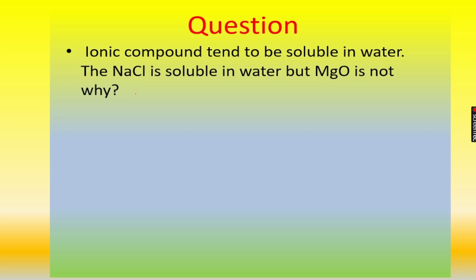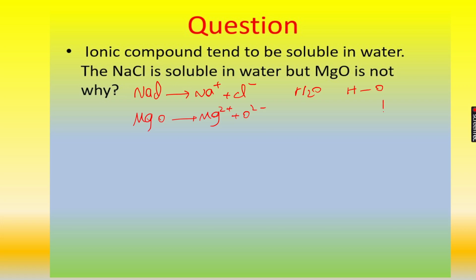You know that the ionic compound, for example, NaCl, consists of Na+ and Cl-, or MgO consists of the ions Mg2+ and O2-. And the water, H2O, is a kind of polar compound, because the electronegativity of oxygen is bigger than hydrogen, and the electron cloud goes toward the oxygen, and the oxygen gets a minus charge here.